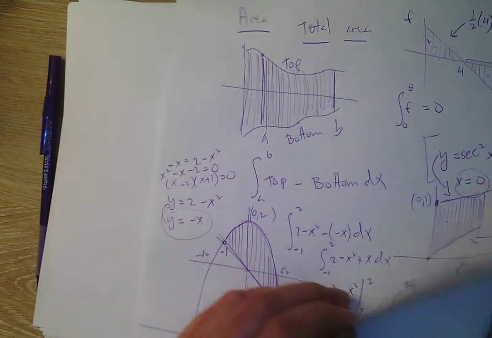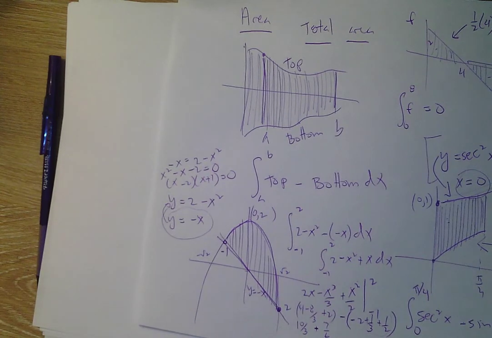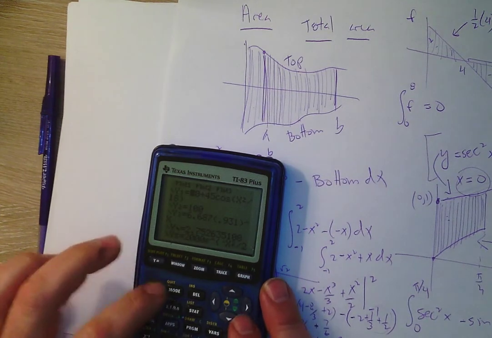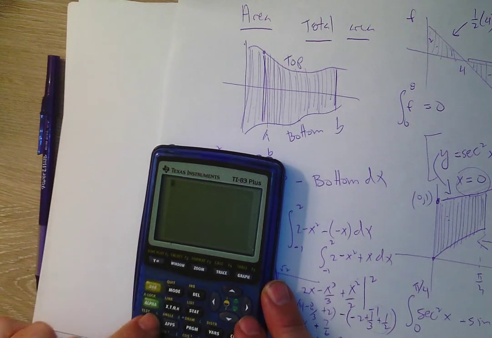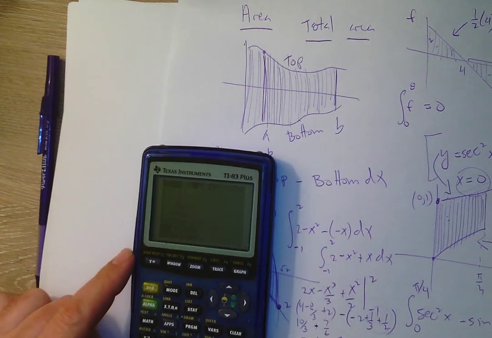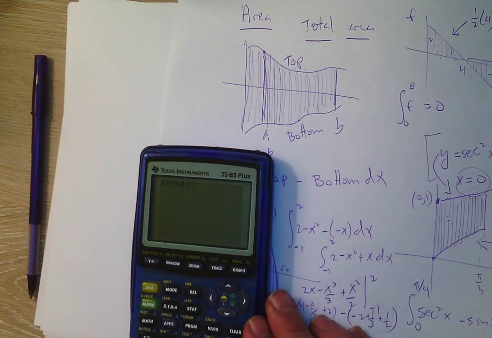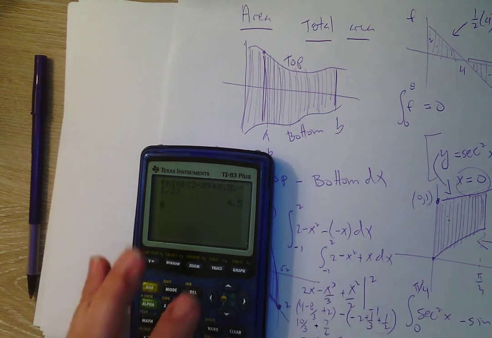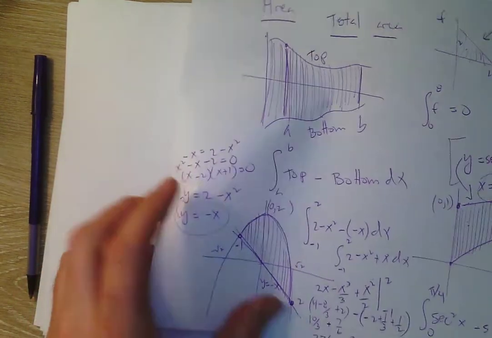I sort of feel like checking that one with my calculator to see what it gets. So I'm going to integrate math integral. We said 2 minus x squared plus x, comma, with respect to x from negative 1 to 2. 4.5. Nice. Okay, but you can expect to see these problems show up with calculator.